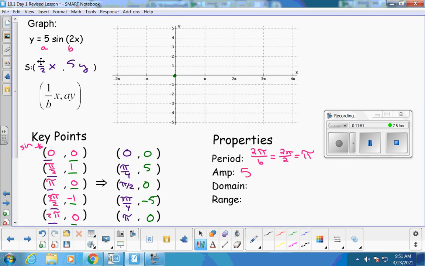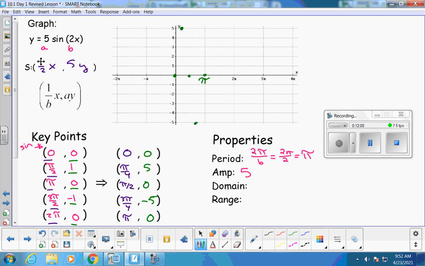Now this is a pi. It's hard to read, but this is actually a pi right here. So if I'm going to estimate where pi over 4 would be, it's 1/4 of a pi. So about here at 5. Half of a pi, I'm back to 0. 3 pi over 4, I'm down at -5, and at pi, I'm back at 0.